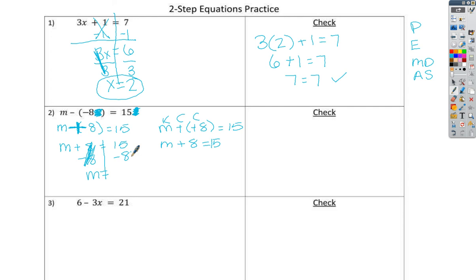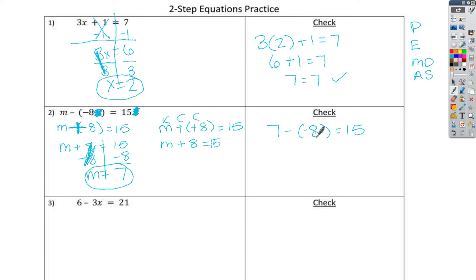15 minus 8 is 7, so m equals 7. So we have what m equals, but we have to check. So again, we're just going to plug it into this equation. So our m is 7 minus negative 8 equals 15.